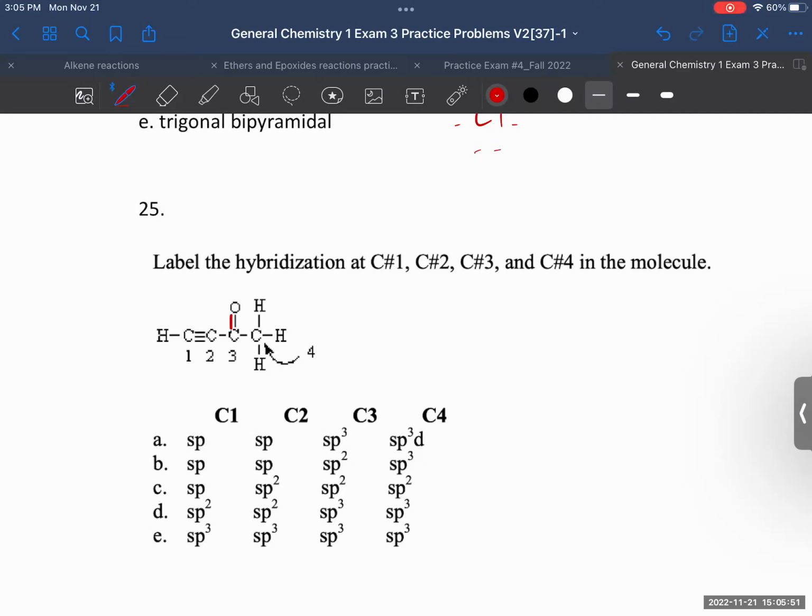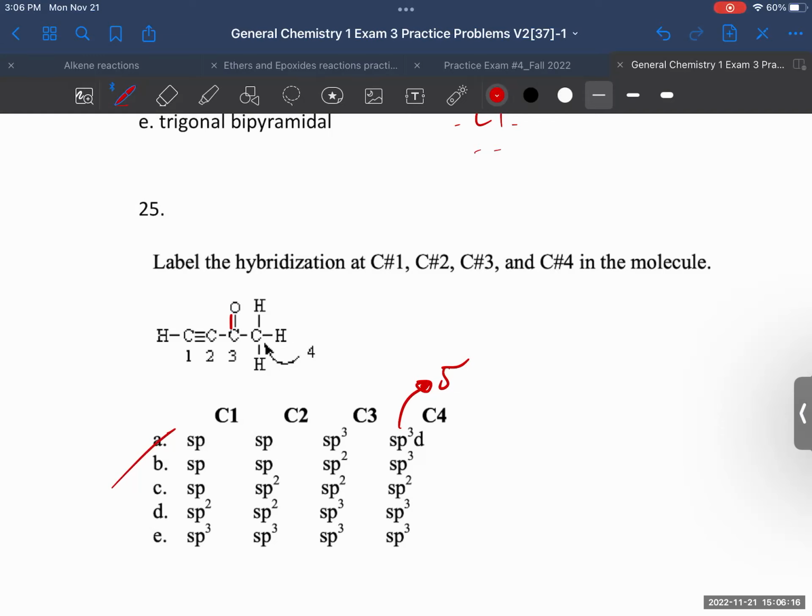Sigma and pi bonds. No, you add the sigma bonds and the number of lone pairs to get your hybridization. Yep, indeed. So for sp3d hybridization, how many total? 5. And carbon would have 5 bonds. I just noticed that. Carbon can't have 5 bonds, so we can go ahead and cross this out.